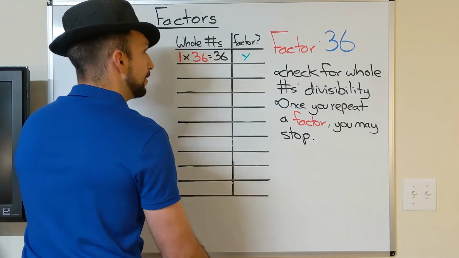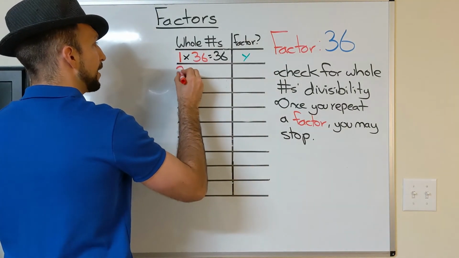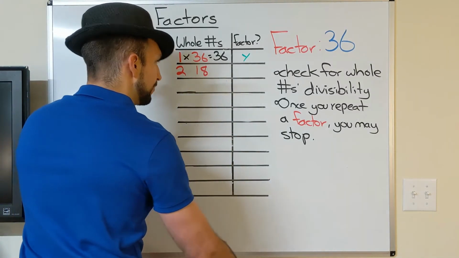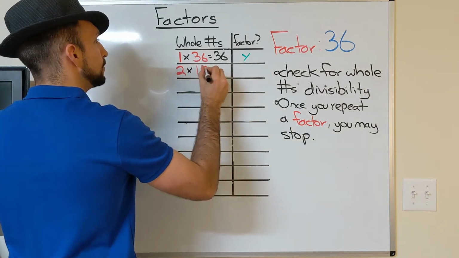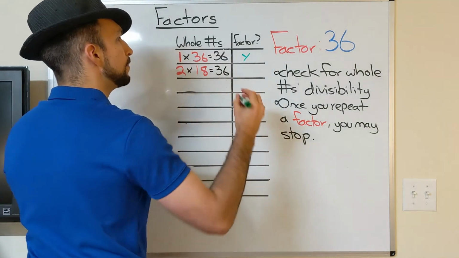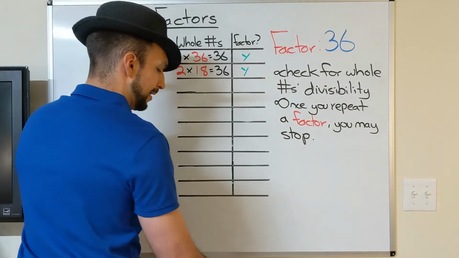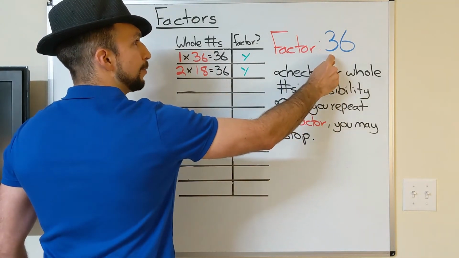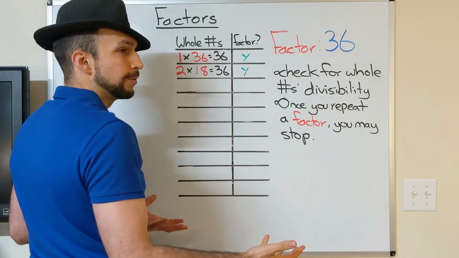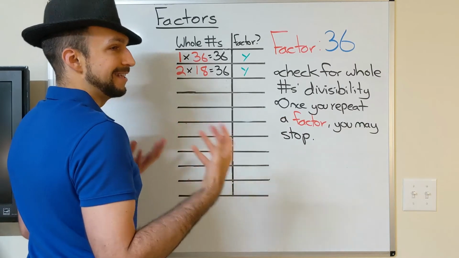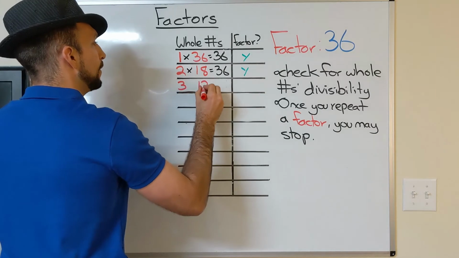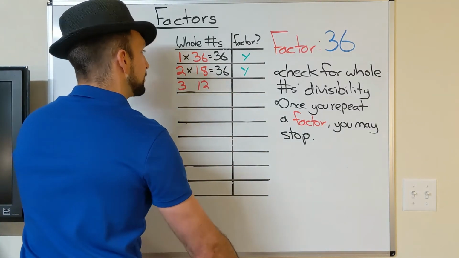Next, 36 is even, so 2 has to be a factor. And 2 times 18 will be equal to 36. So 18 is also a factor. Visually, I can see that the digits here, 3 and 6, will add up to 9. So this will be divisible by 3 because 9 is divisible by 3. I could also put this in a calculator: 36 divided by 3, see that I get 12. So 3 times 12 is 36. And 3 is also a factor.